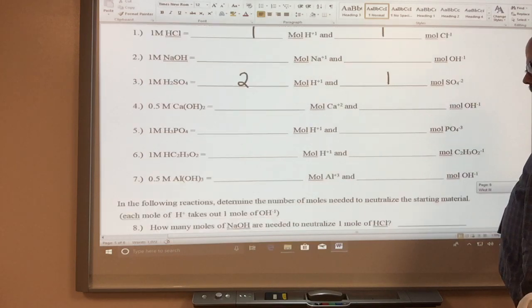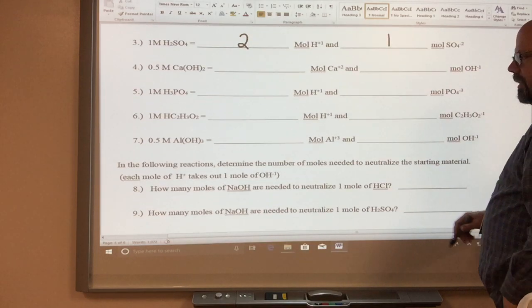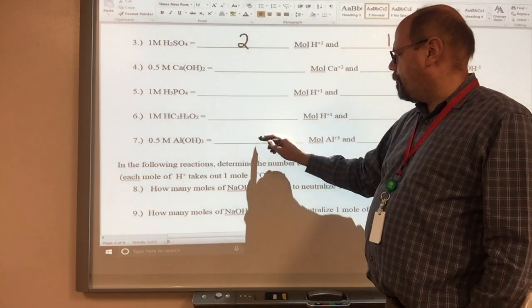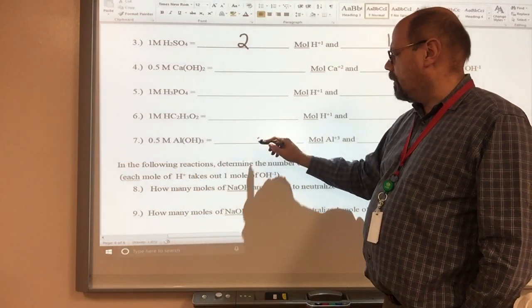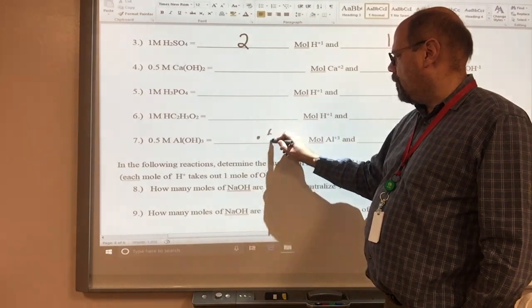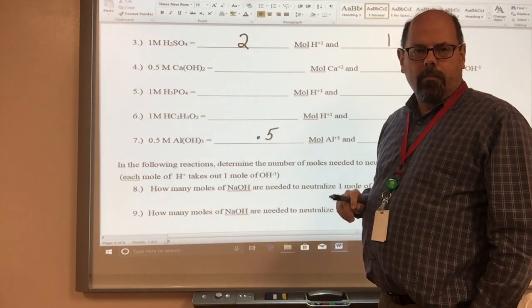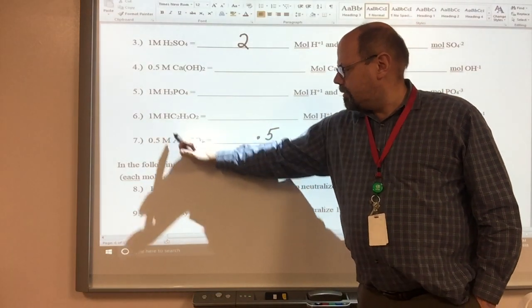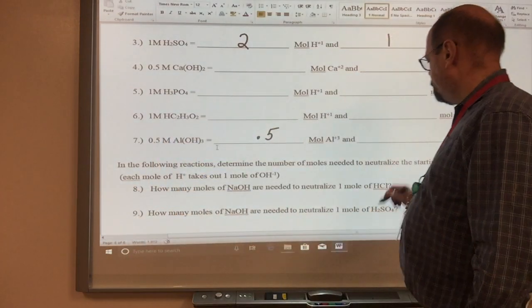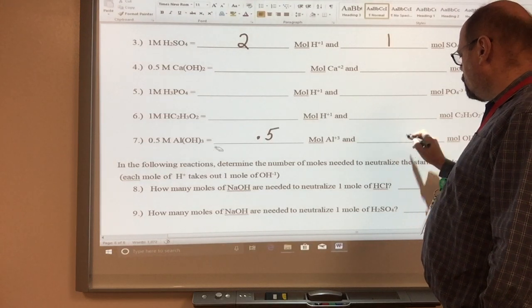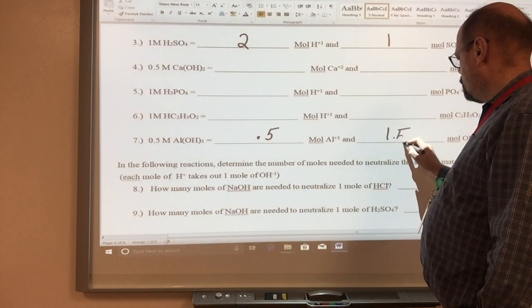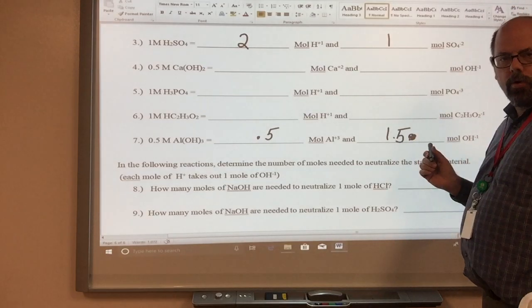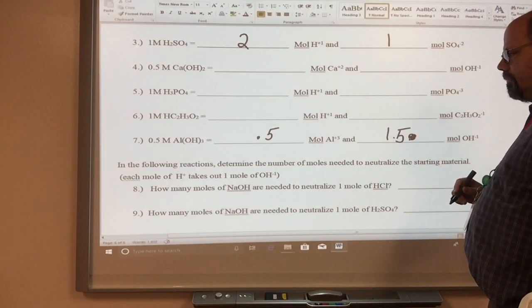Okay, we'll go down a little bit to the bottom. Let's try this one with aluminum hydroxide. Half a mole of aluminum hydroxide is still going to have just half a mole per liter of aluminum. But you're going to have 3 times as much hydroxide. So that's 1.5. Well, it's already here, so I don't need to write it. 1.5 moles per liter of hydroxide.